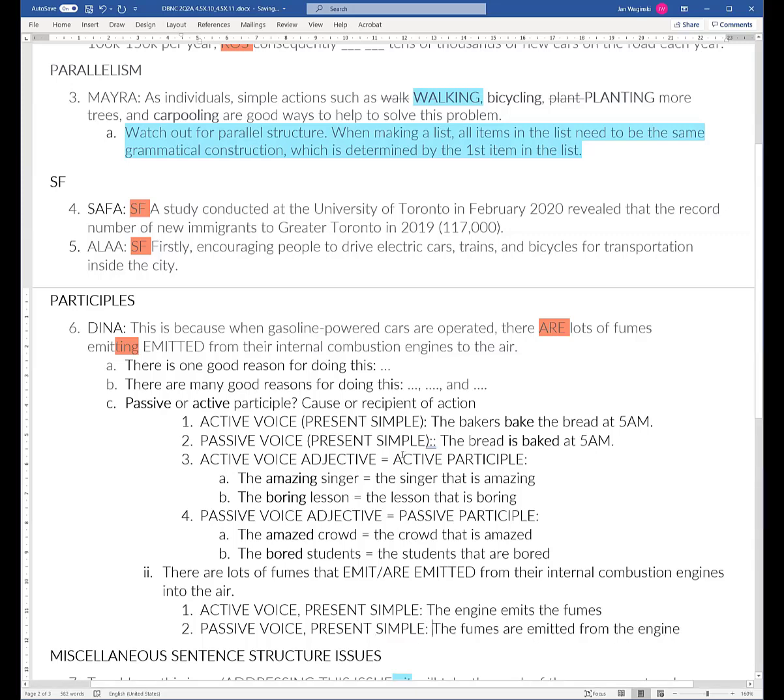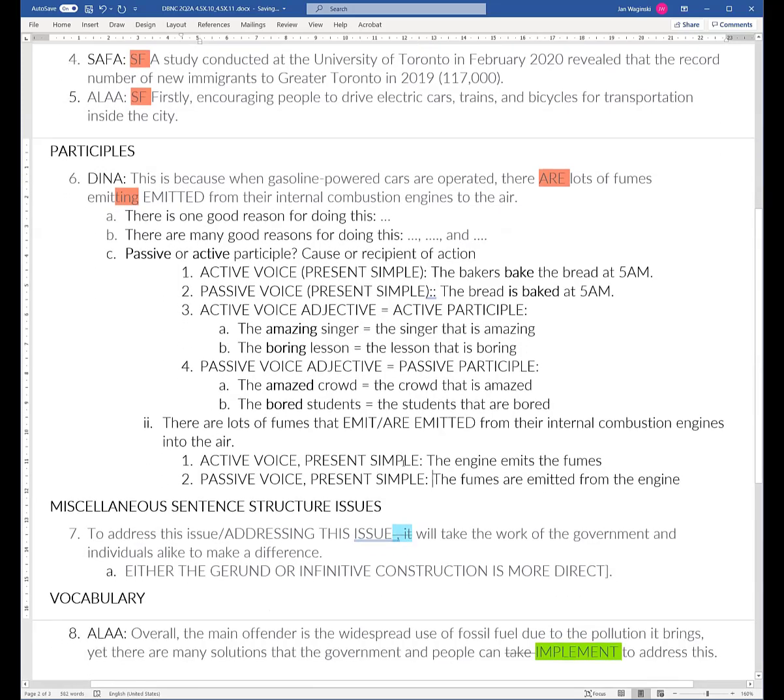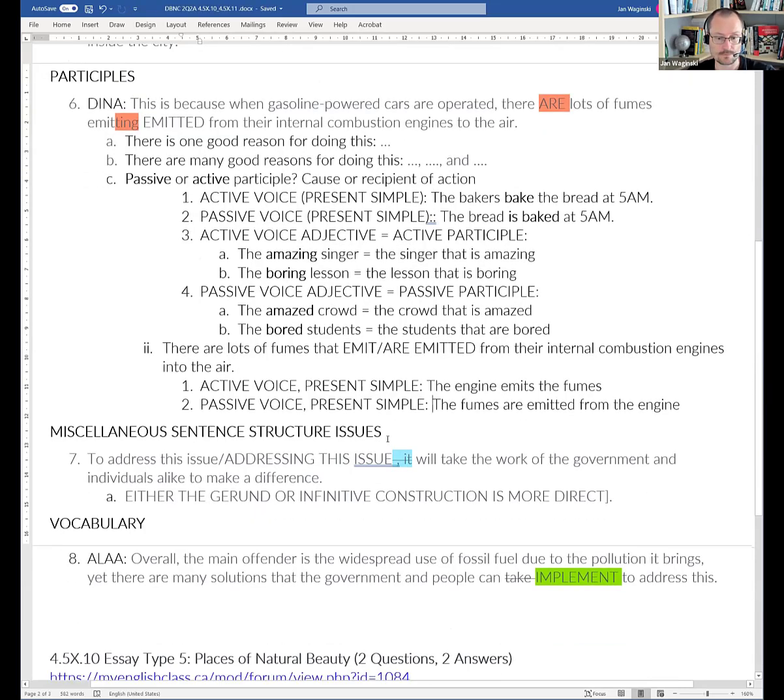Okay. Any questions about active or passive, either verbs or participles? Okay. A few people had this sentence here. To address this issue, it will take the work of the government and individuals alike to make a difference.